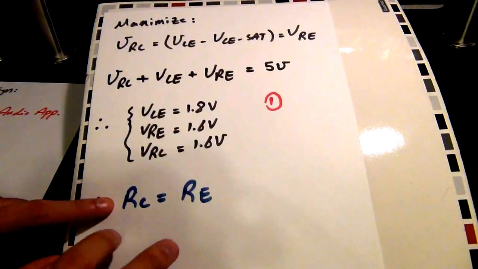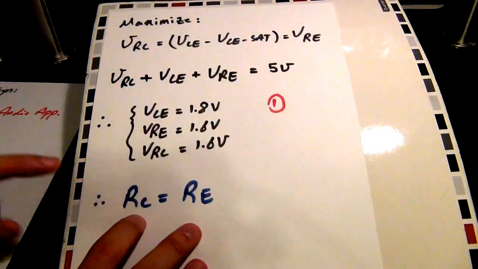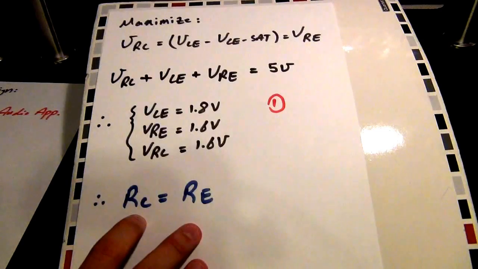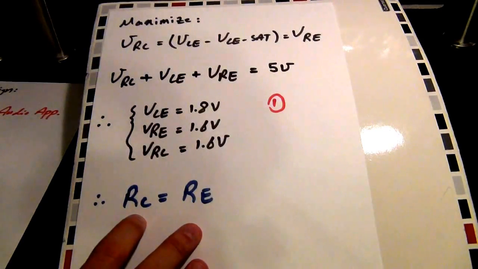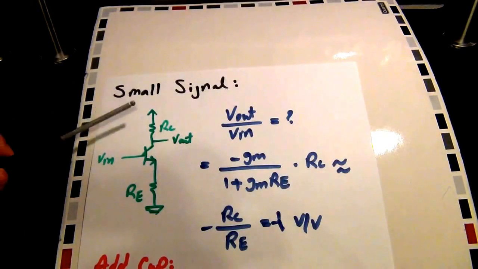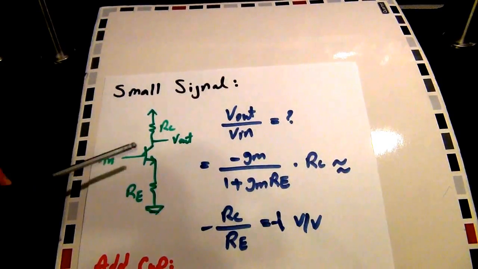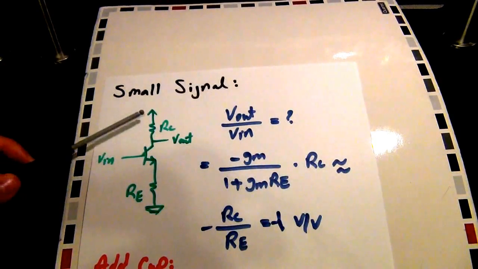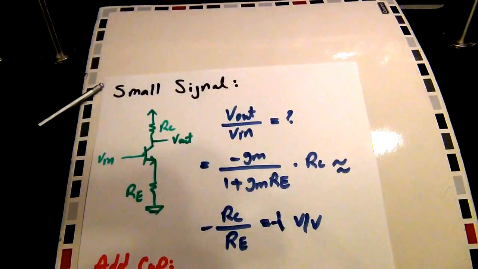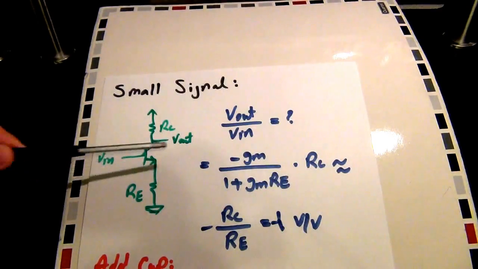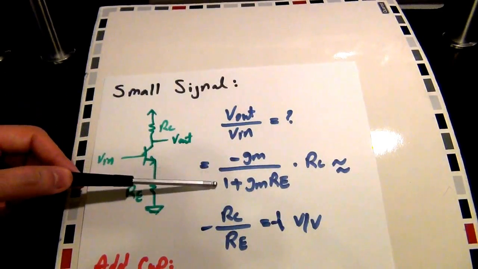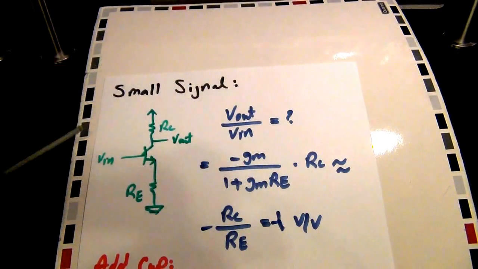So now that I know that these two resistors are the same, we can start looking into small signal gain. How does this amplifier behave in small signal mode? I will apply my input to the base, and I'm taking the output from the collector, and I have my resistors in the collector and in the emitter. If you were to go through the small signal calculation, and I'm not going to go into the detail of that, the gain of this amplifier is minus GM divided by 1 plus GM RE, times RC.